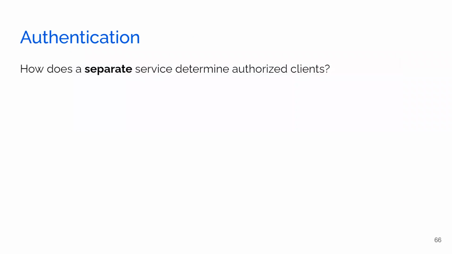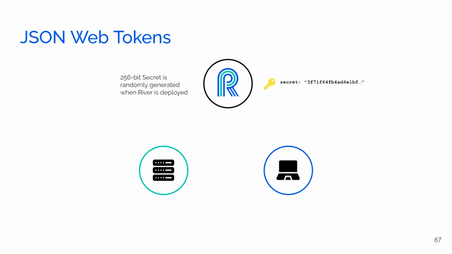Thank you, Catherine. Previously, we had mentioned the problem of how this separate service knows who's connecting to it. How can we make sure that only certain clients can establish a connection to River? The previous slides gave a little hint: JSON web tokens. When River is deployed, a 256-bit secret key is generated, which is used to sign the JSON web tokens. These tokens are what allow River to be decoupled from the application server, but also able to authenticate clients.